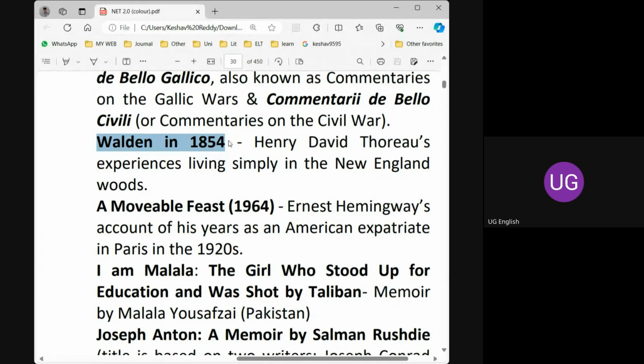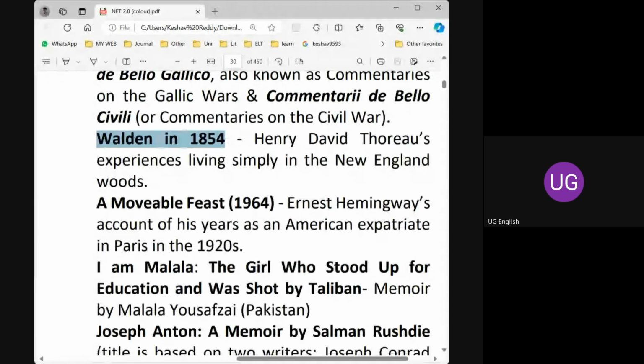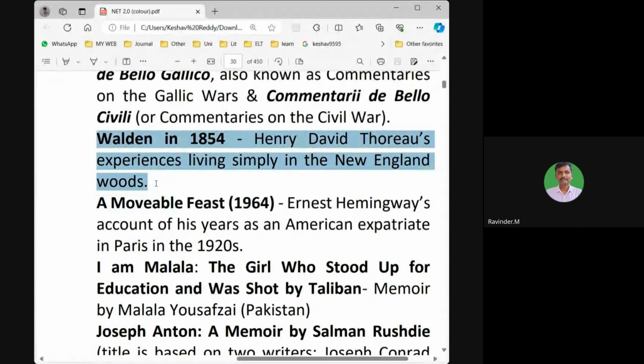Civil disobedience is about refusing to pay taxes to the government. A very important work, we will discuss it later. Its subtitle is very important, sir. Life in the Woods. Exactly. The subtitle is Life in the Woods. A very important American work. Please remember this. Thank you. Now we will move into another important one.